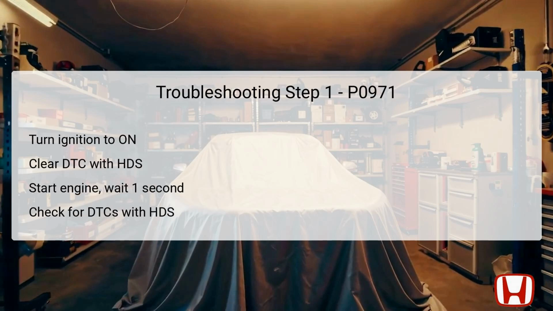The first step in troubleshooting the P0971 DTC involves a verification process to confirm whether the fault persists. Begin by turning the ignition switch to on, which powers up the vehicle's systems without starting the engine, allowing access to diagnostic tools. Using the Honda Diagnostic System, HDS, clear any existing diagnostic trouble codes, ensuring a clean slate for potential re-triggering of the error.